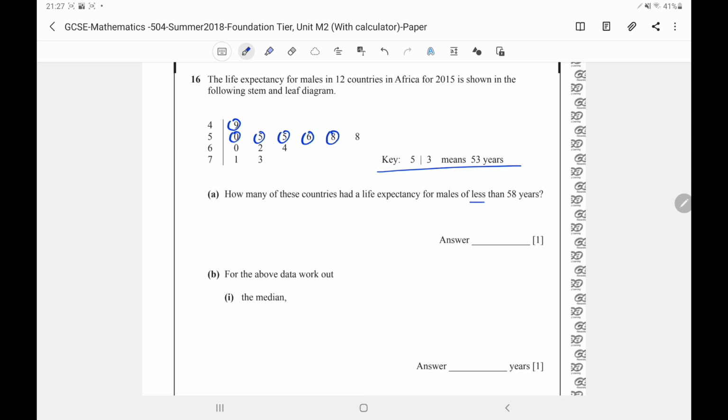We want less than 58. So let's count the ones. The ones that I've circled are all the countries that have a life expectancy of less than 58. So count them up. 1, 2, 3, 4, 5. 5 countries.